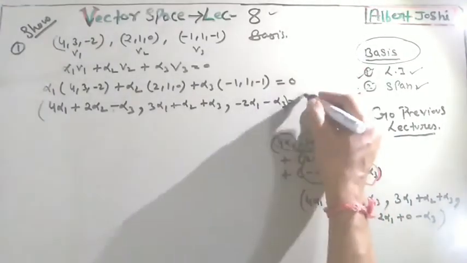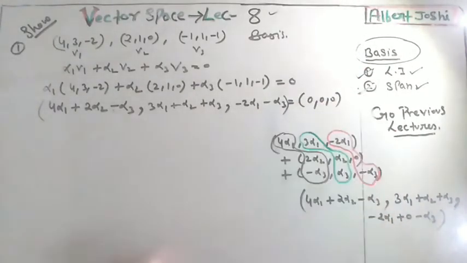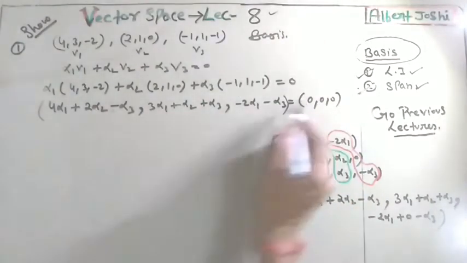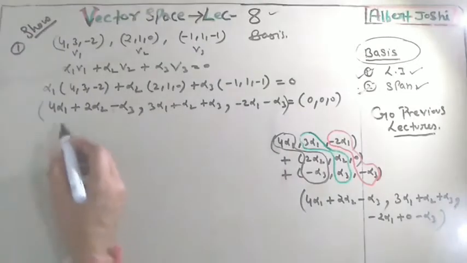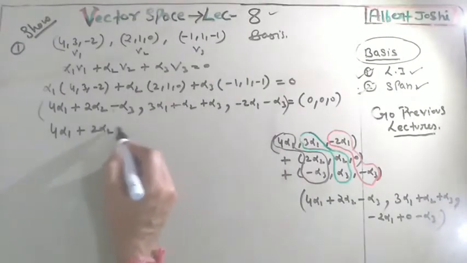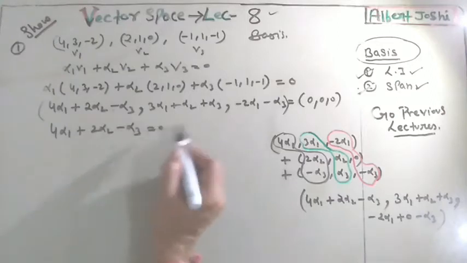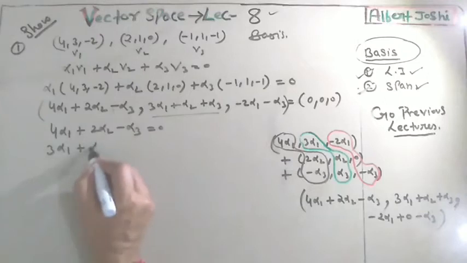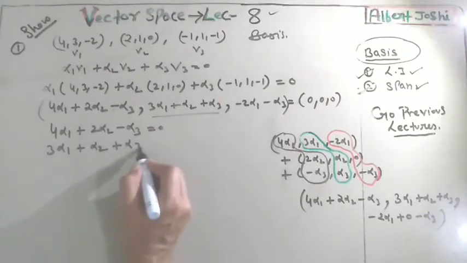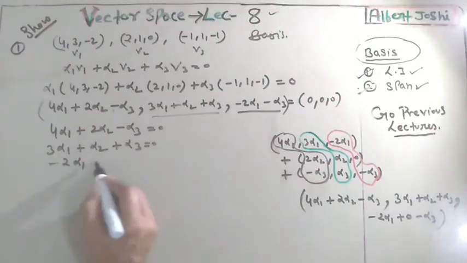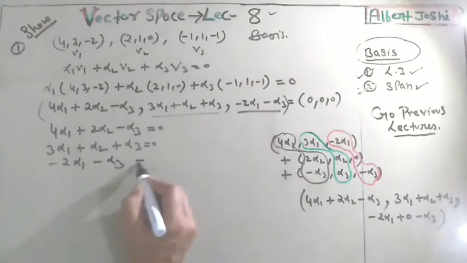Okay, here 0 means that you can also write 0, 0, 0. No problem, both are the same. So now compare: this is equal to 0, this is equal to 0, this is equal to 0. So you are getting 4 alpha 1 plus 2 alpha 2 minus alpha 3 is equal to 0. 3 alpha 1 plus alpha 2 plus alpha 3 is equal to 0. Minus 2 alpha 1 minus alpha 3 is equal to 0.